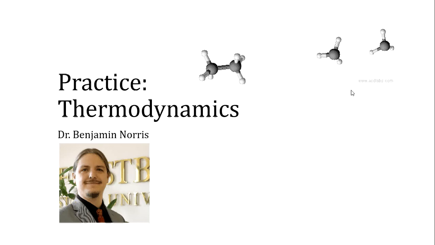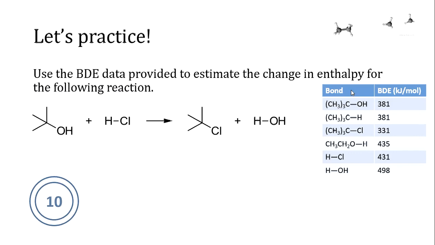Today we're going to do some practice problems on applying thermodynamics to organic chemistry. Let's practice, using the bond dissociation energy data provided to estimate the change in enthalpy for the following reaction. The timer will give you 10 seconds. If you need longer than 10 seconds, feel free to pause the video.